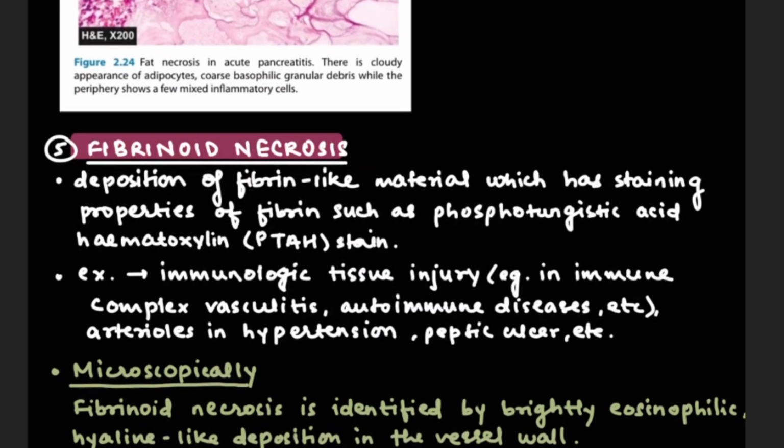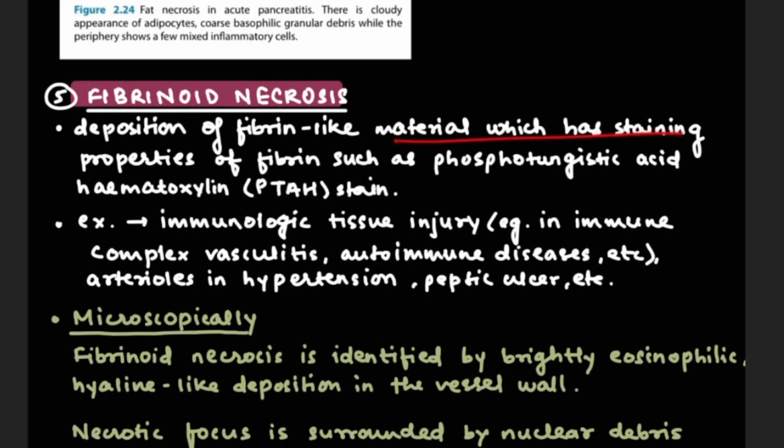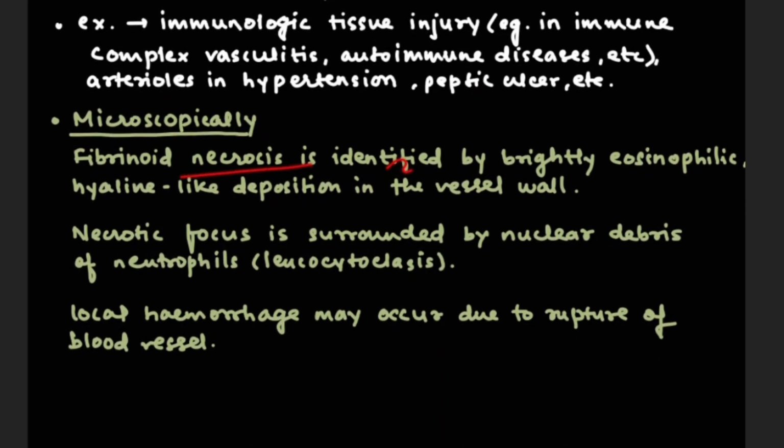So next is fibrinoid necrosis. It is the deposition of a fibrin-like material which has staining properties of fibrin, such as phosphotungstic acid hematoxylin, the PTAH stain. For example, immunologic tissue injury, as in immune complex vasculitides, autoimmune diseases and many more. Then arterioles in hypertension, peptic ulcer, etc. Then here are some microscopic features. So fibrinoid necrosis is identified by the brightly eosinophilic hyaline-like deposition in the vessel wall. And the necrotic focus is surrounded by the nuclear debris of neutrophils. And local hemorrhage may occur due to rupture of the blood vessel.